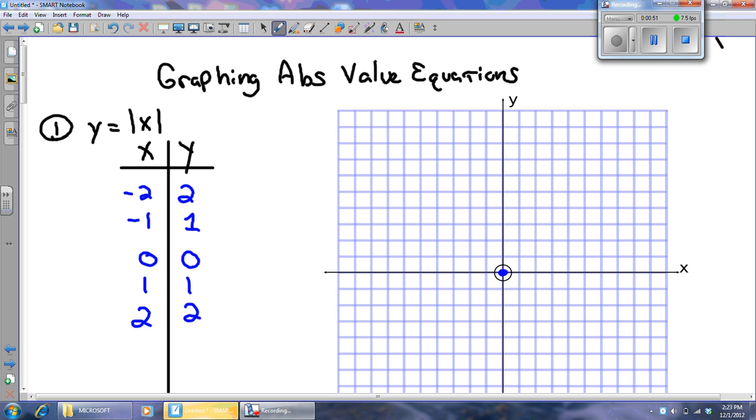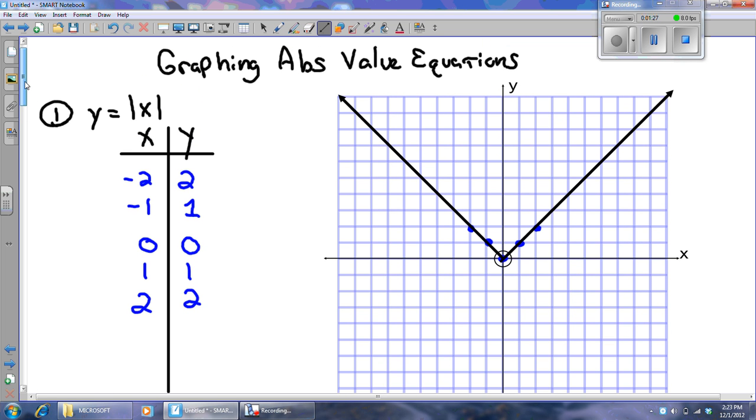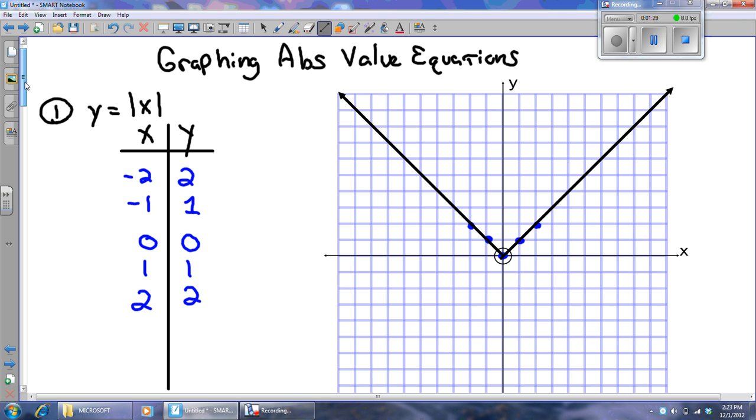And what ends up happening is I get a nice little V kind of thing going on here. It's like two rays coming out of a vertex. And it goes like this and like that, and I'm done. Now, there's no shading because it's an equation. If I had a greater than or less than, I could go ahead and shade, use a test point, etc. But no shading on this one, so that's what it looks like. And I'm going to suggest to you that all absolute value equations are going to look something like that.